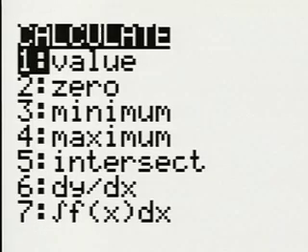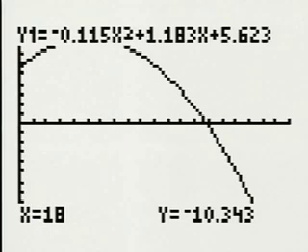Go ahead and graph that again. So we can see what's happening with our graph. It's continuing to go down as time goes on. And we want to find out what the value is in 2010. So we're going to go to our Calc menu, and we want the value of the function. So we're going to pick option number 1. In 2010, that corresponds to x equal to 18. So we want to put in x equals 18 and hit enter. You can see that the interest rate in 2010 is predicted to be negative 10.343.